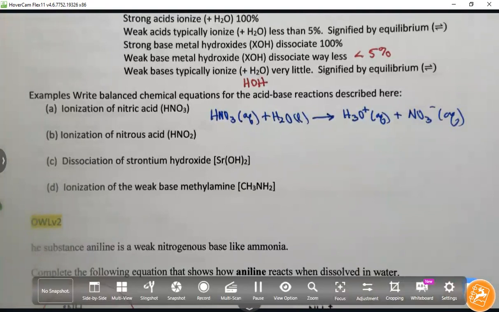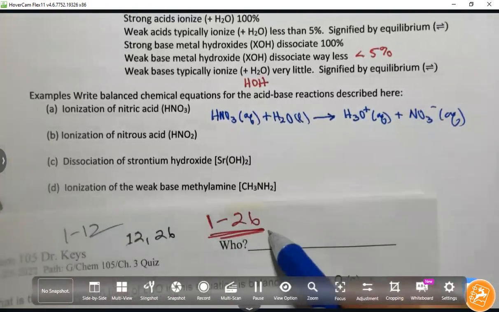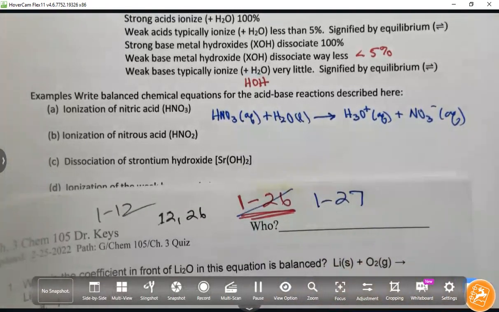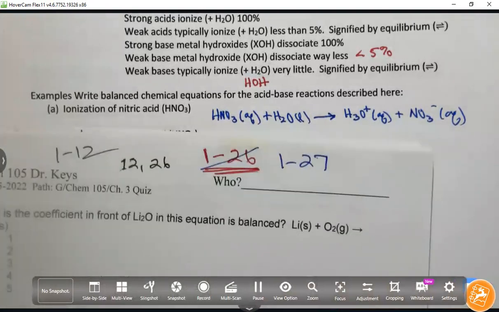Okay, with that, you can do 1 through 27. I can only add 1 to this. 1 through 27. Print off chapter 4 because we will finish everything up for this chapter for sure next time we meet, which will be Friday. We are in March already.